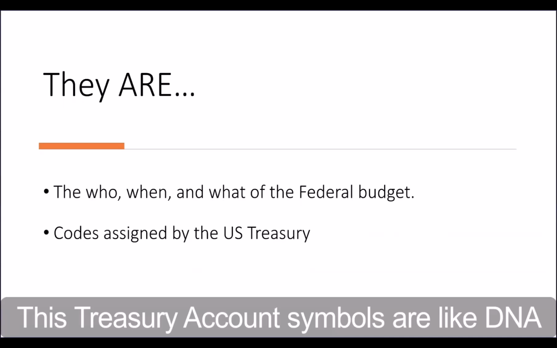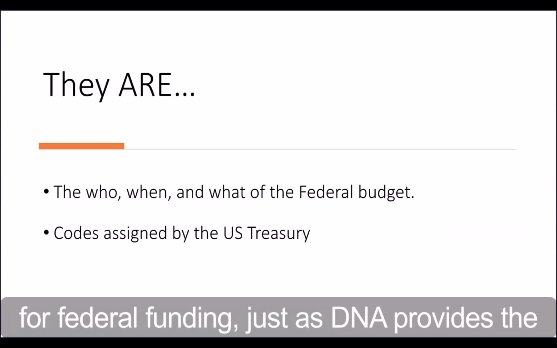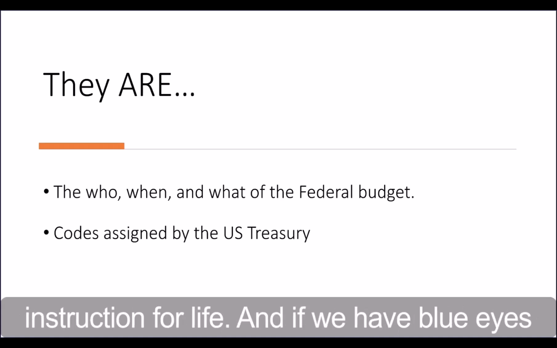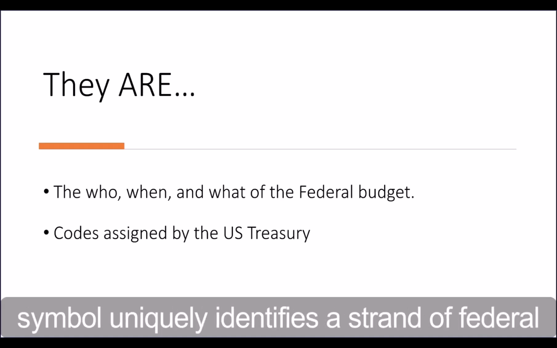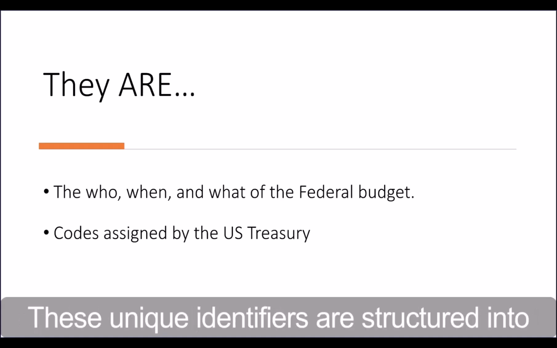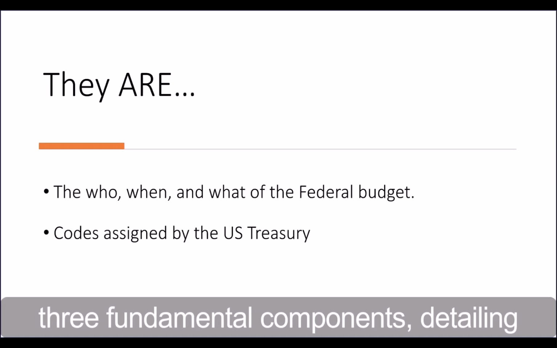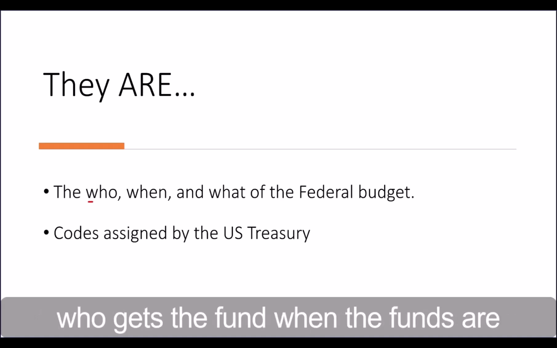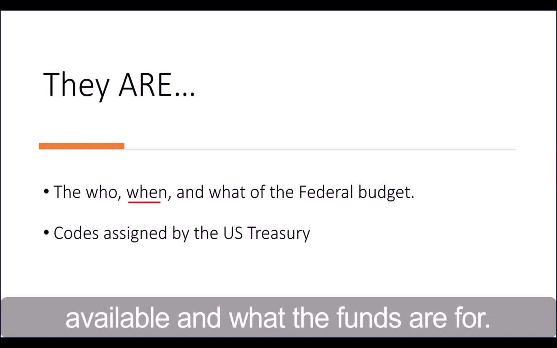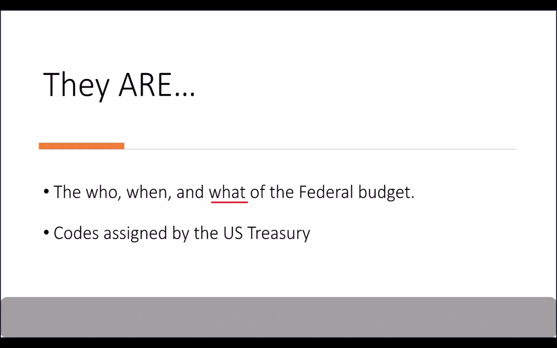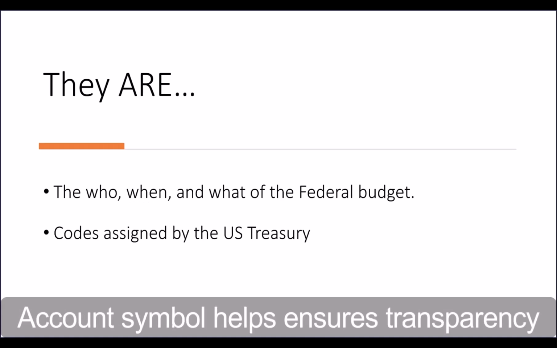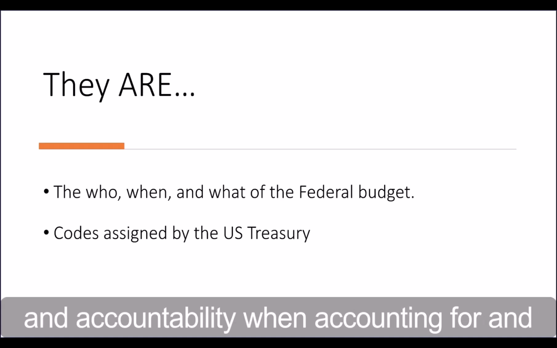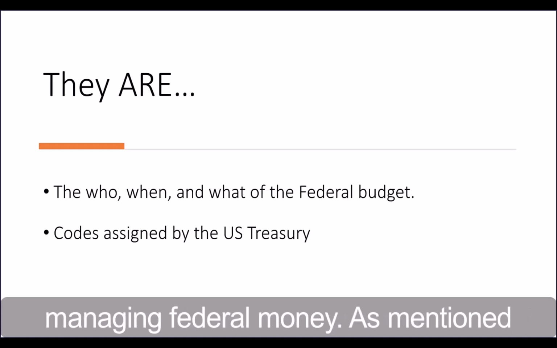Treasury account symbols are like DNA for federal funding. Just as DNA provides the instruction for life, and if we have blue eyes or brown hair, each Treasury account symbol uniquely identifies a strand of federal funding. These unique identifiers are structured into 3 fundamental components, detailing who gets the fund, when the funds are available, and what the funds are for. Understanding each element of the Treasury account symbol helps ensure transparency and accountability when accounting for and managing federal money.